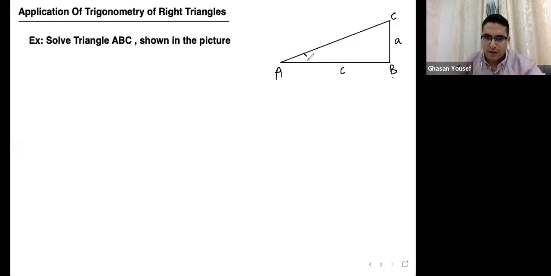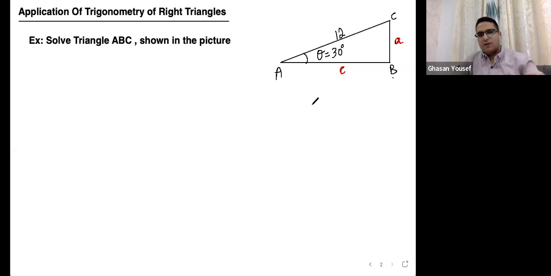So suppose this is my angle. The hypotenuse has a length of 12 units. My question is: find the value for a and the value for c if this angle equals 30 degrees, like this. If this angle is 30 degrees, find the value of the small a and the small c.